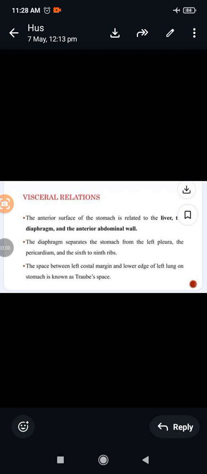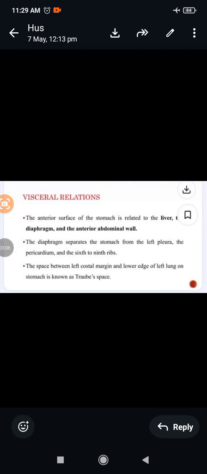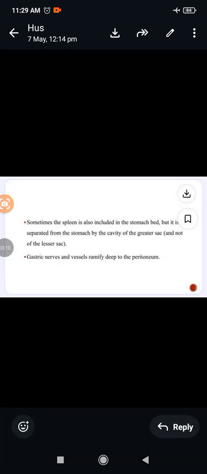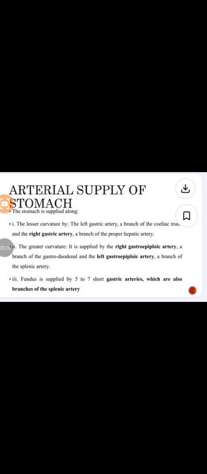Visceral relations. The anterior surface of the stomach is related to the liver, the diaphragm, and the anterior abdominal wall. Then blood supply, the arterial supply of the stomach. The right gastric artery, right gastroepiploic artery, and gastroepiploic artery supply blood to the stomach.